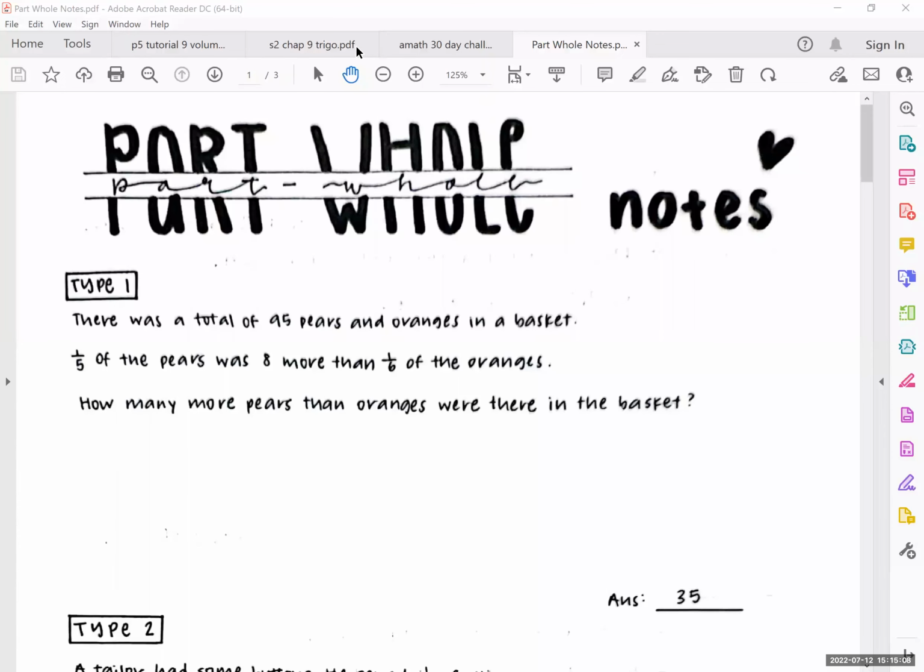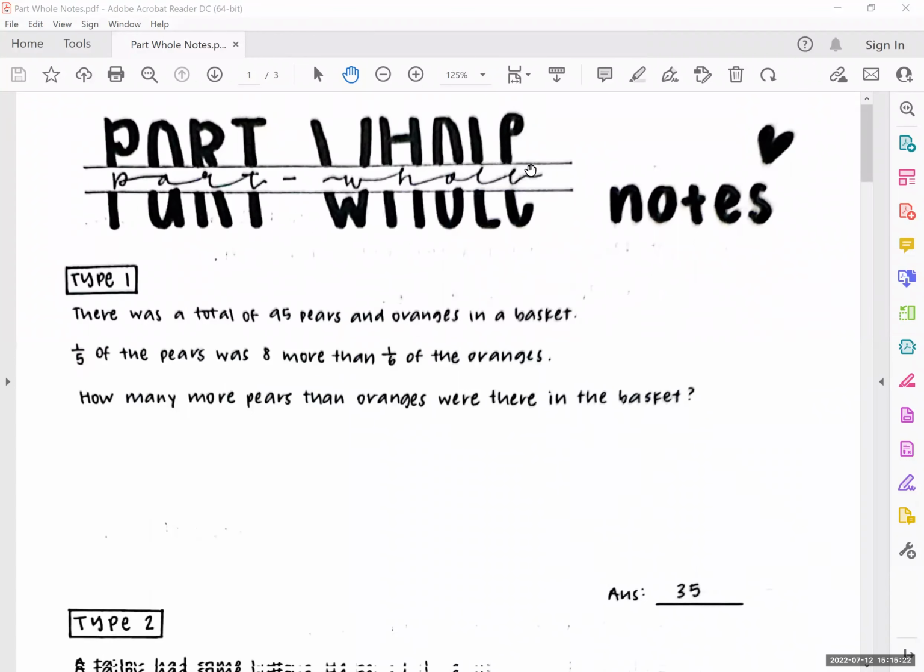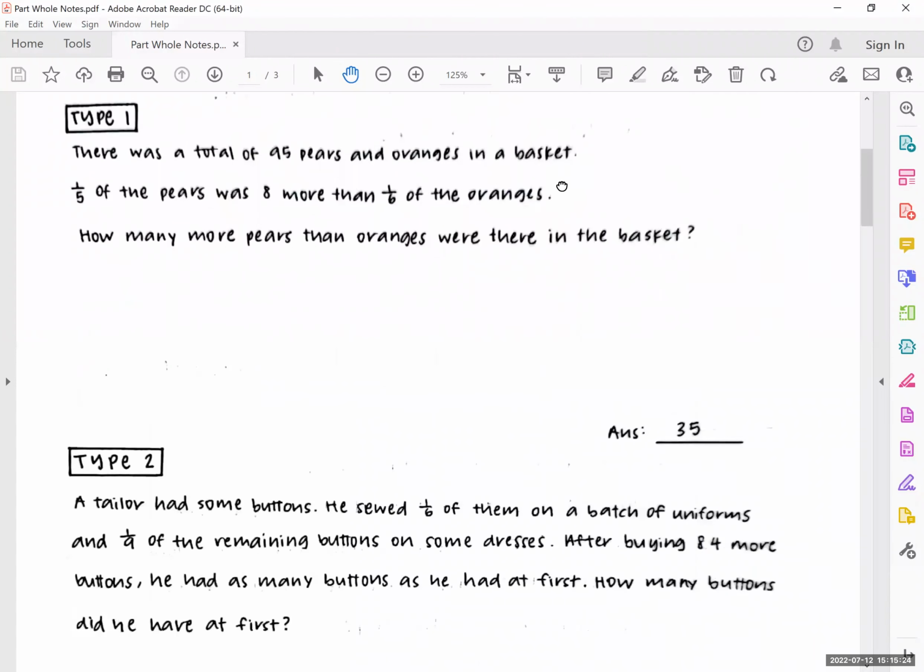Okay, now for this part-whole, right? You need to be careful because for part-whole, the only way to do it is model drawing. There's no other way. Okay, let me make sure that I'm on part-whole. Yep. So you all have your part-whole notes ready? Yes. Already? Okay, so today we're going to learn the different types of part-whole.